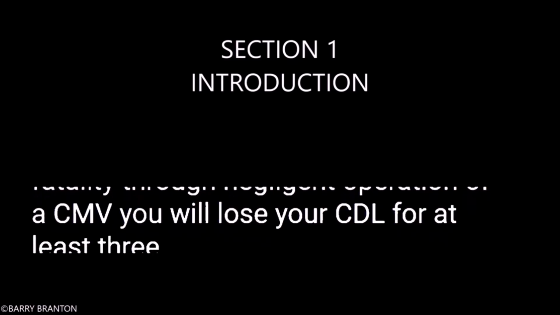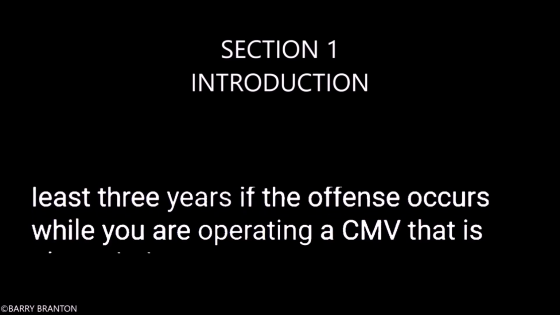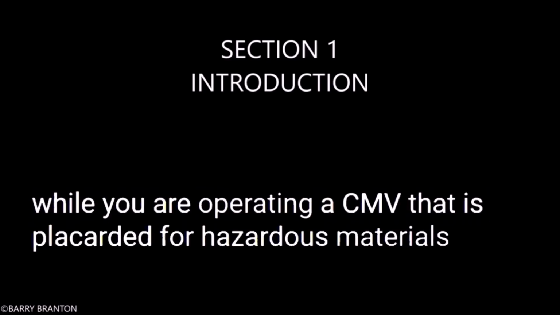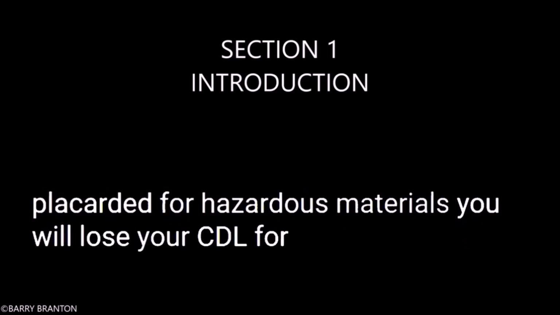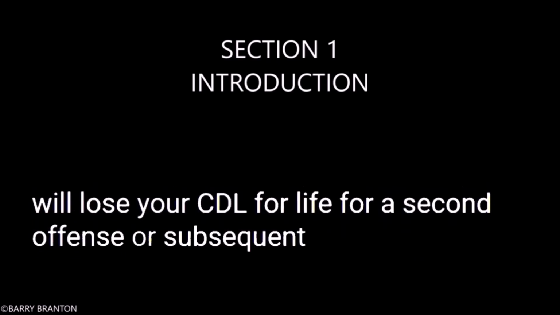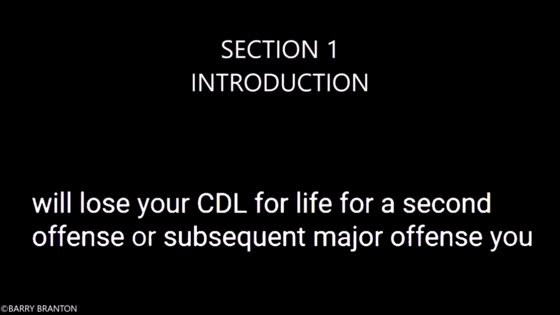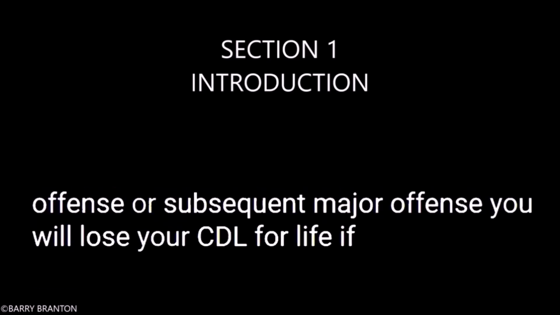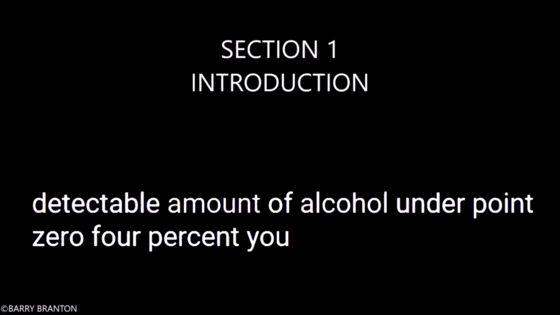You will lose your CDL for at least 3 years if the offense occurs while you are operating a CMV that is placarded for hazardous materials. You will lose your CDL for life for a second offense or subsequent major offense. You will lose your CDL for life if you use a CMV to commit a felony involving controlled substances. You will be put out of service for 24 hours if you have any detectable amount of alcohol under 0.04%.